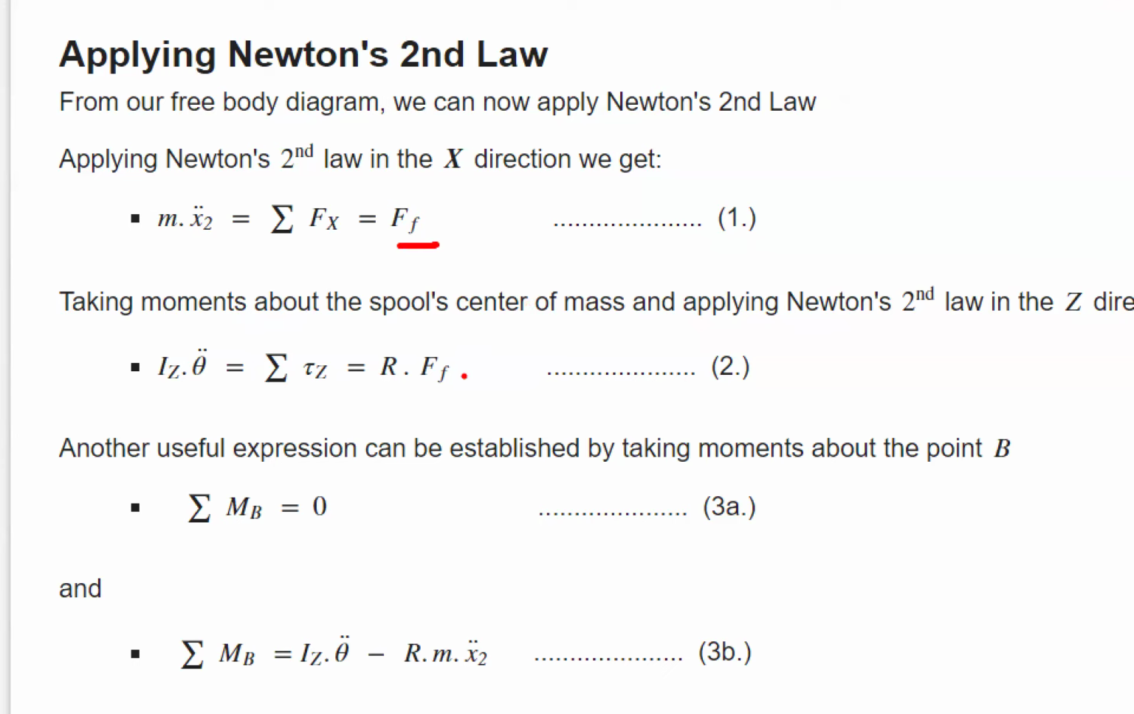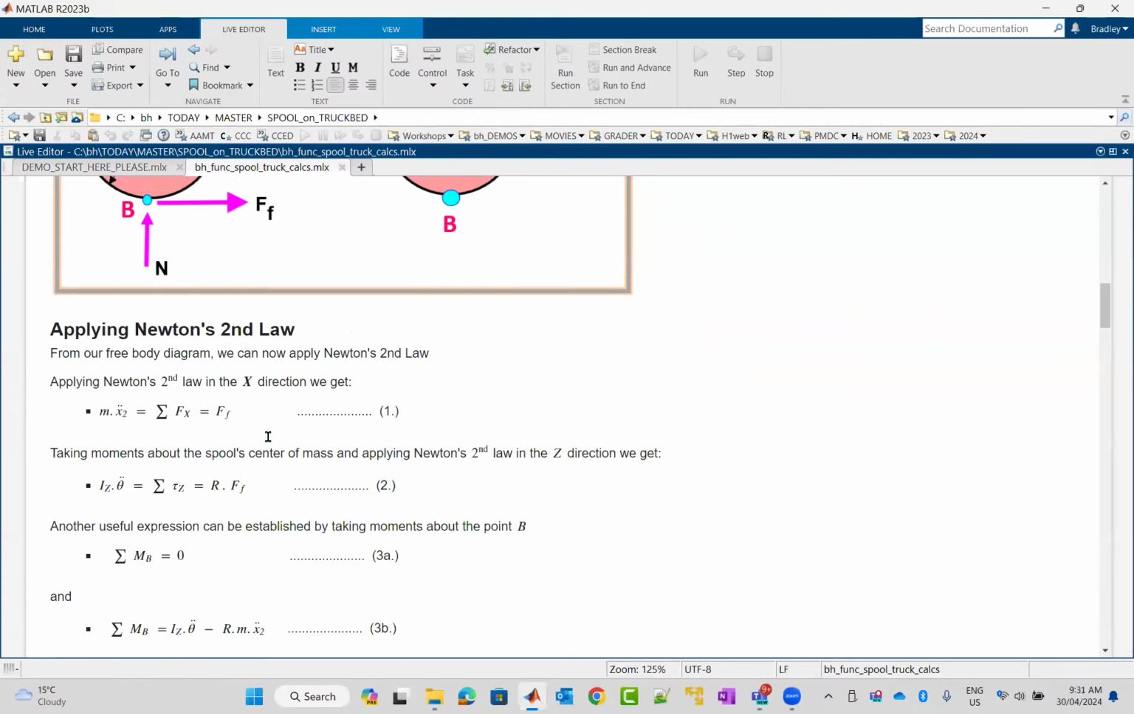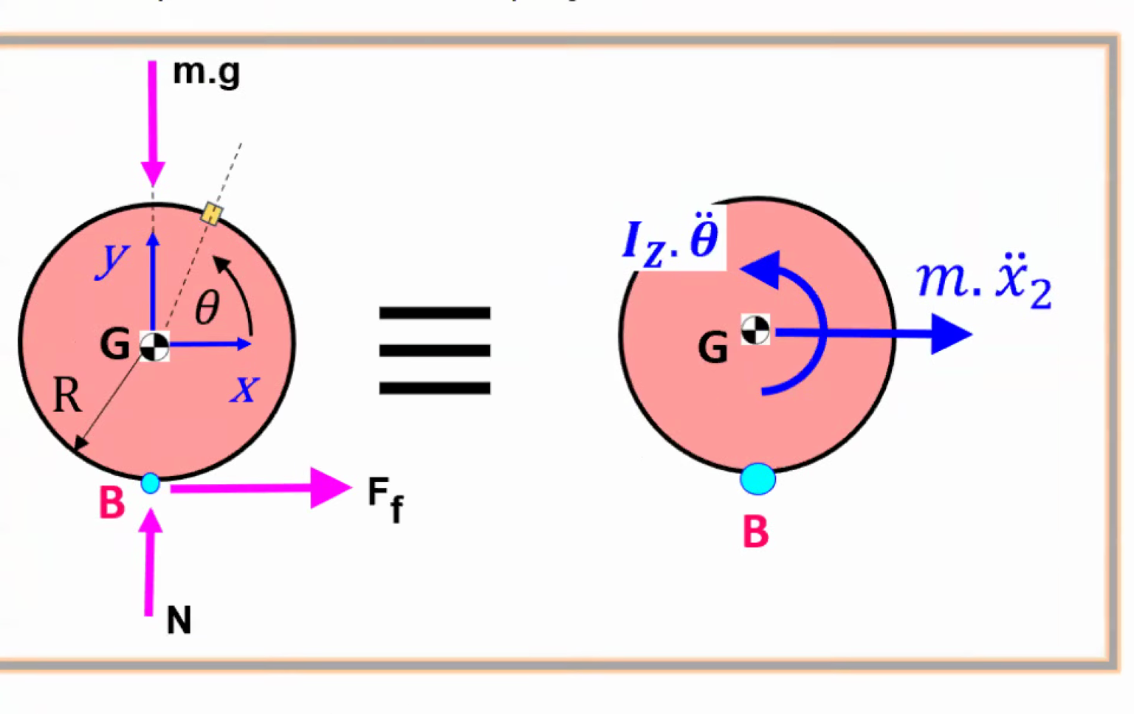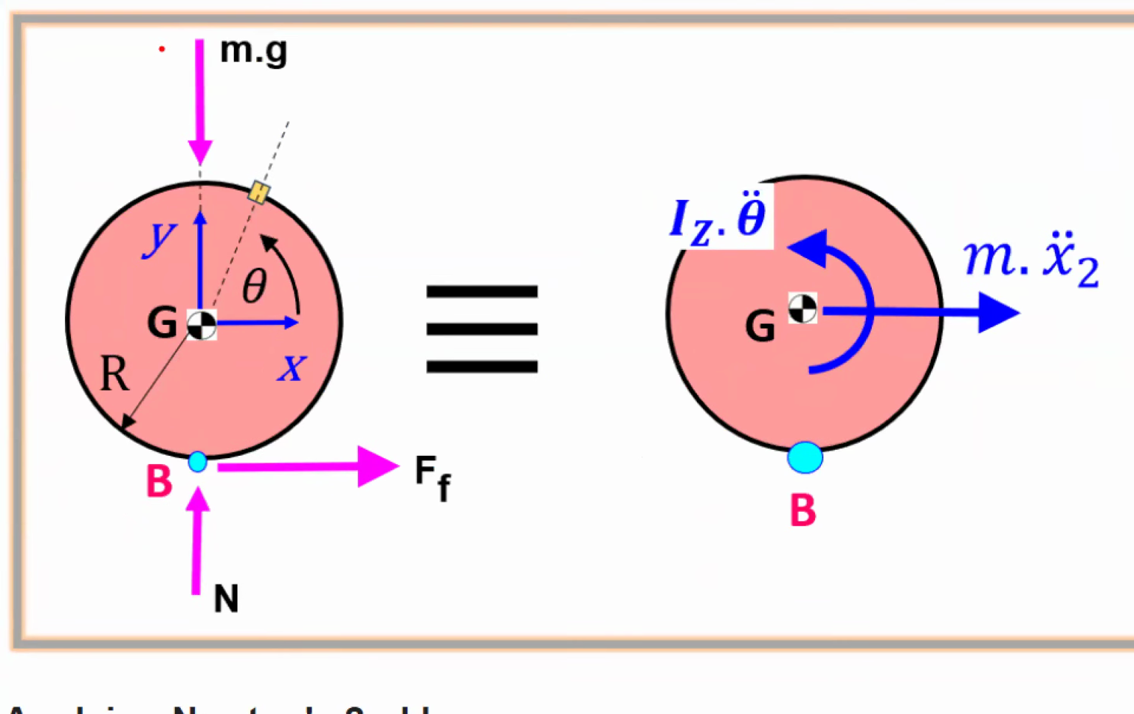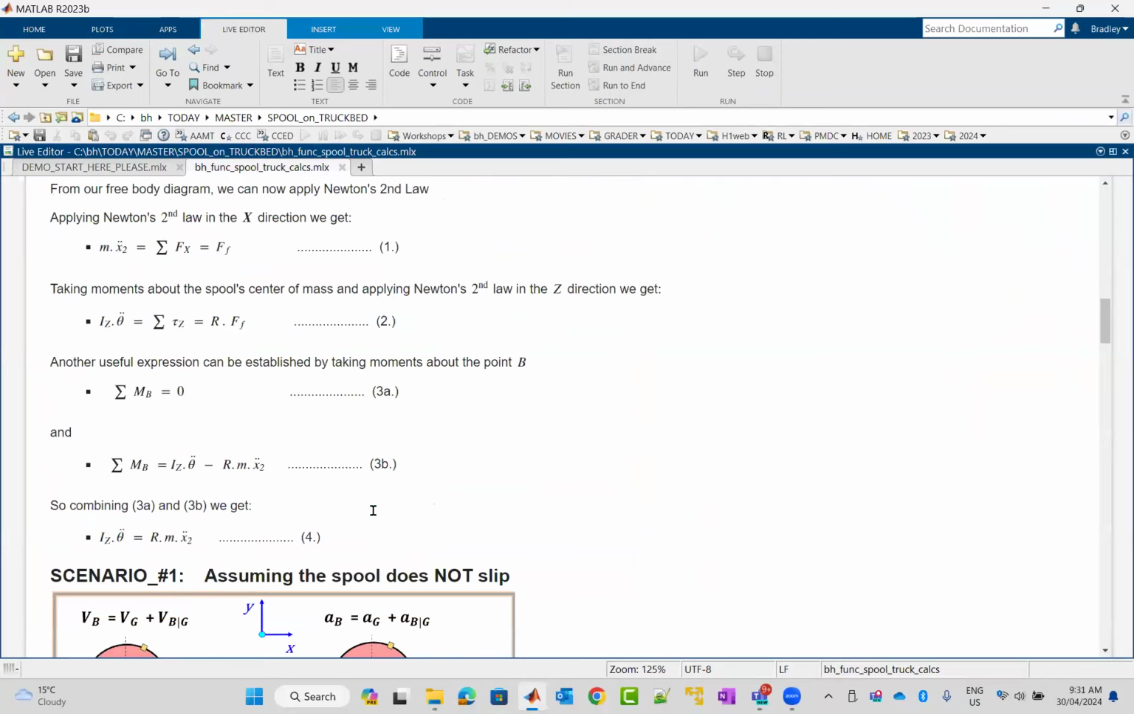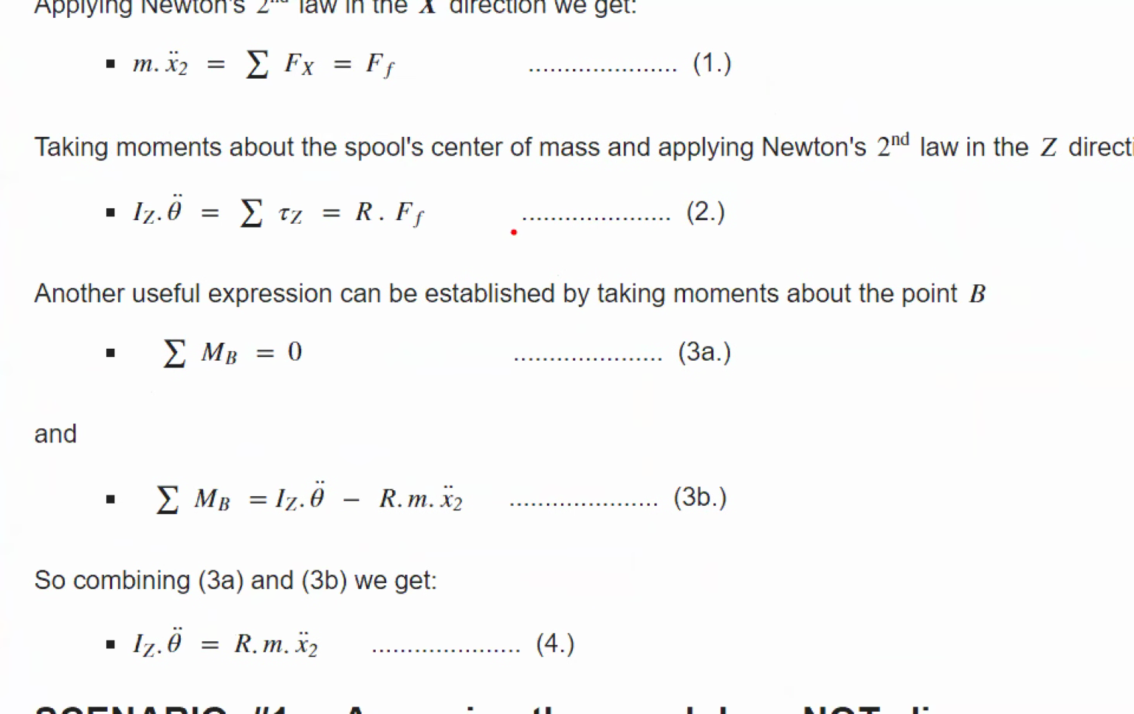We can take the moments of all of the forces about the center of mass of the spool, and when we do that, it actually eliminates a lot of stuff. All of the forces that pass through the center of mass get eliminated, and we're of course only left with the frictional force. So that's this equation.